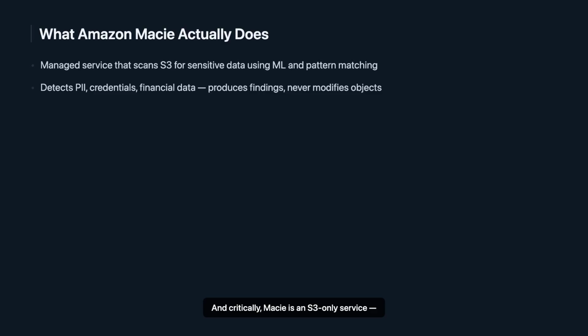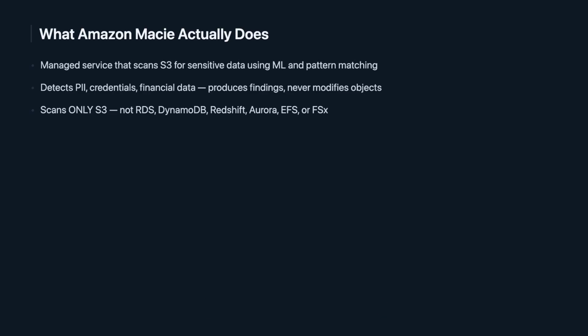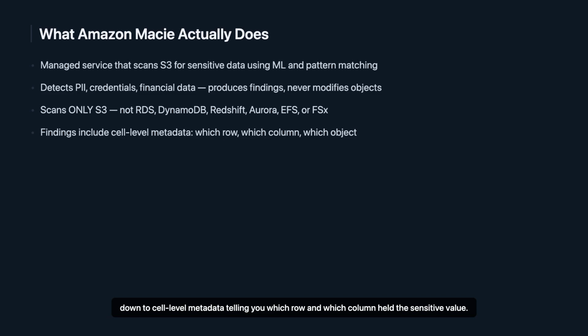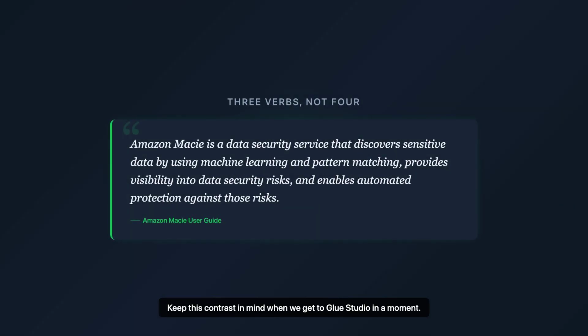And critically, Macie is an S3-only service. It has no visibility into databases at all. It does not look at RDS, DynamoDB, Redshift, Aurora, EFS, or FSx. The findings themselves are detailed, down to cell-level metadata telling you which row and which column held the sensitive value. Keep this contrast in mind when we get to Glue Studio in a moment.